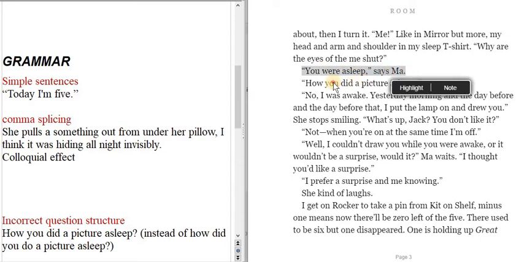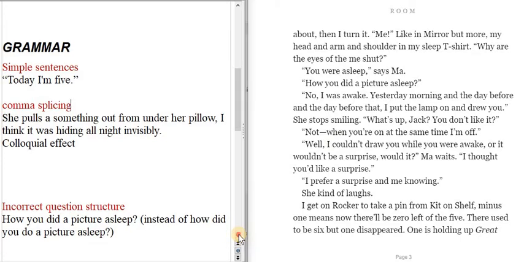"You were asleep," says Ma. "How you did a picture asleep?" "No, I was awake." So he's misunderstood the meaning, but the sentence structure is not replicating correct standard English here.